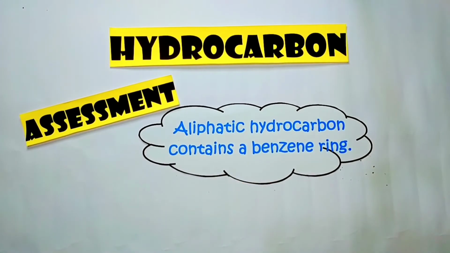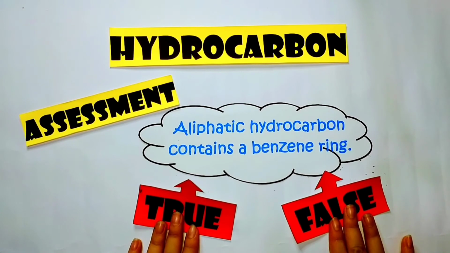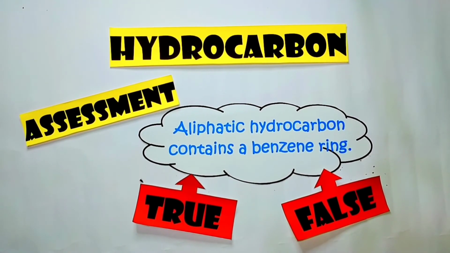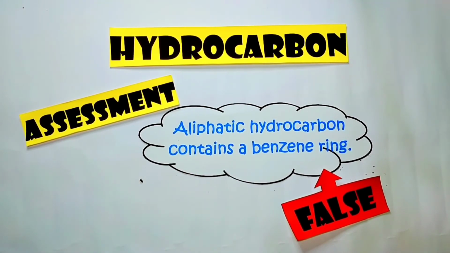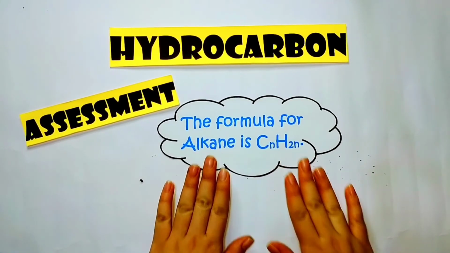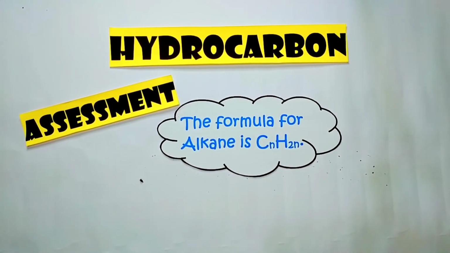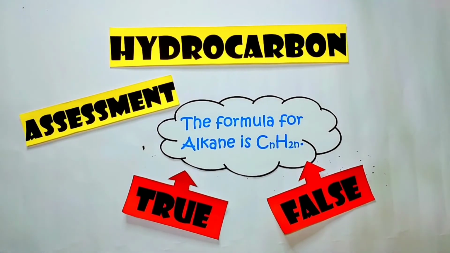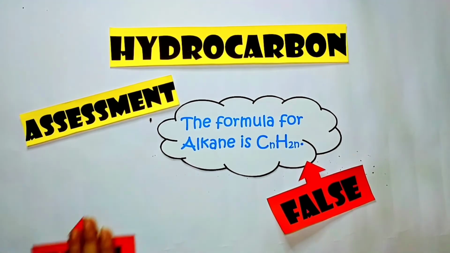Aliphatic hydrocarbon contains a benzene ring. True or false? The answer is false. Benzene ring is for aromatic hydrocarbon. The formula for alkane is CnH2n. True or false? The answer is false. CnH2n is for alkene.